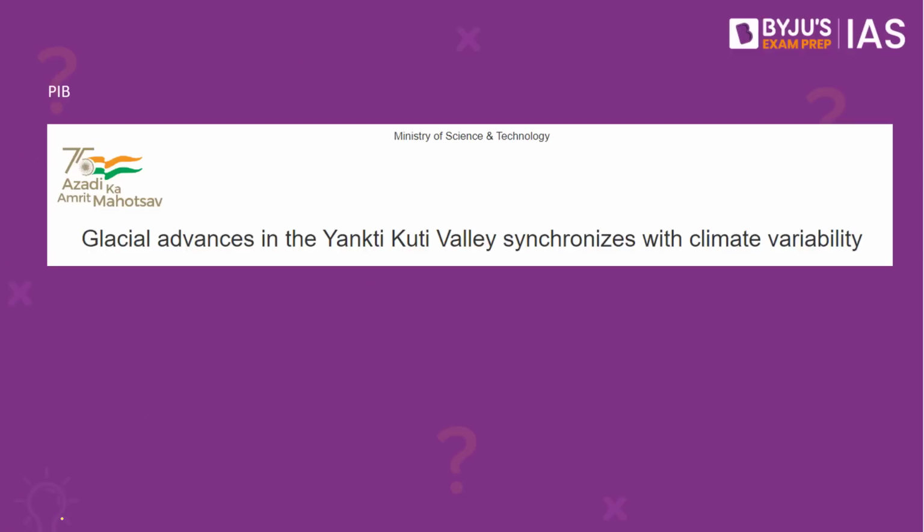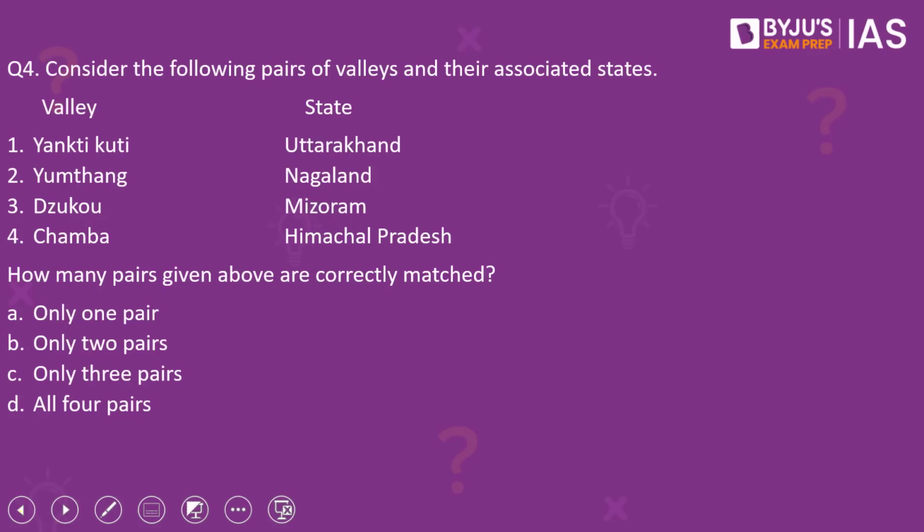What is the context? This article from the PIB notes the study being undertaken by the Wadia Institute of Himalayan Geology in the Yangtikuti Valley. Note, Yangtikuti Valley is located in the extreme eastern part of Uttarakhand. The study analyzes the relationship between Himalayan climate and the glacier dynamics of the Middle Himalayas. Coming back to the question, the first pair, that is Yangtikuti, Uttarakhand, is correctly matched.